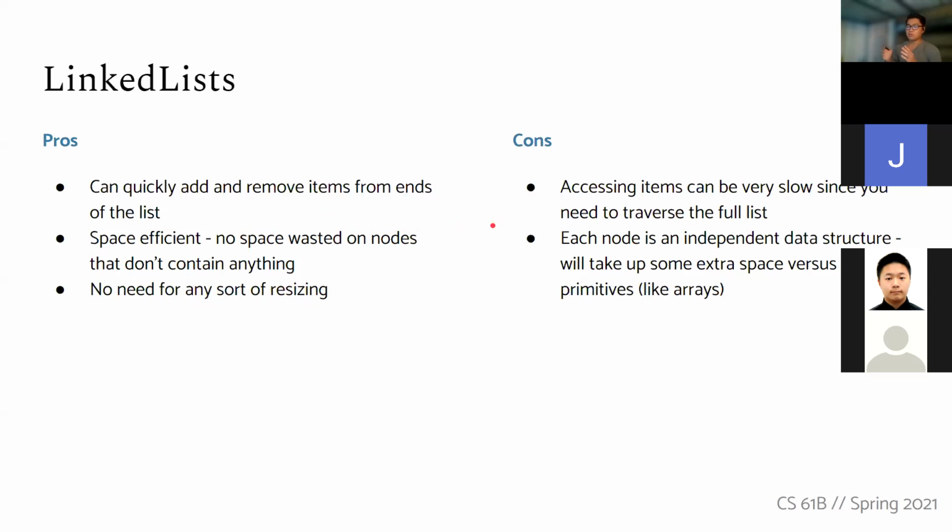The cons are that it's very slow if you want to get something in the middle of the list, because we have to increment either from the front or from the rear of the list. Also, a small note: because nodes are an independent class, an independent data structure, they will take up more space as opposed to primitives.